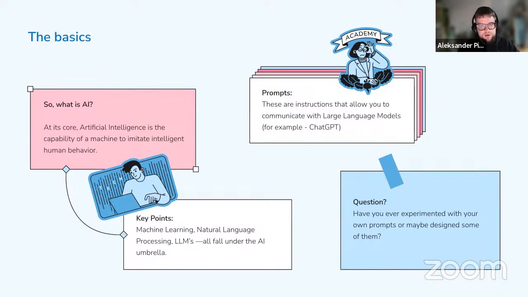So in terms of AI, I think 70 or 80% of working with AI is prompts. Prompts are the instructions that allow you to communicate with large language models, for example, ChatGPT. In this webinar, I will be telling you more about GPT-4. You can also use GPT 3.5 Turbo, but I think the investment of $20 a month in the Plus version of ChatGPT is absolutely worth it, because it's a hell of a lot better than 3.5.